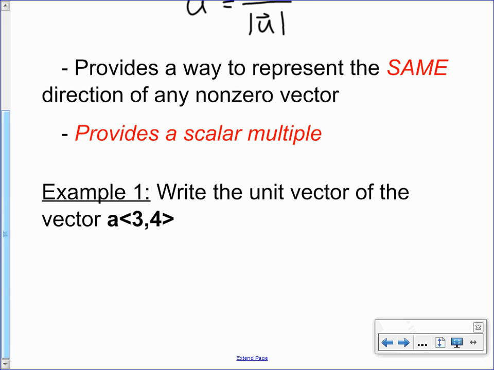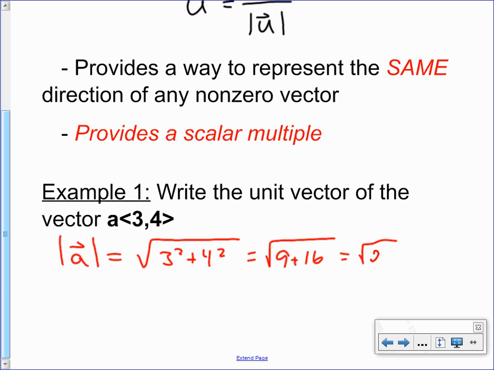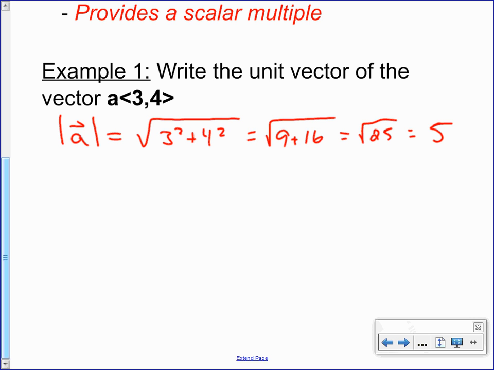Okay, here we go. Let's say vector A is 3, 4. Step 1, find the magnitude of vector A. That's easy. It's the square root of 3 squared plus 4 squared. So 9 plus 16 is 25. So it's 5. Okay. So writing this as the unit vector.